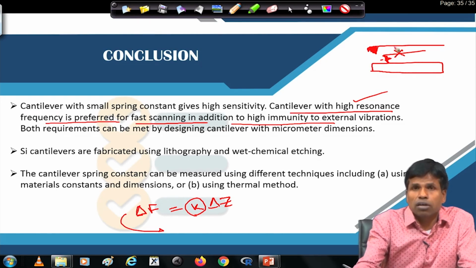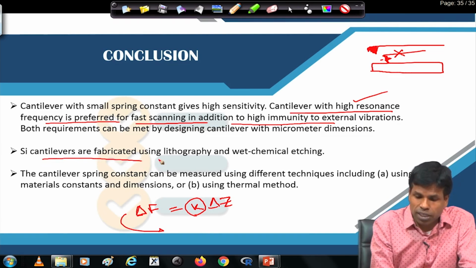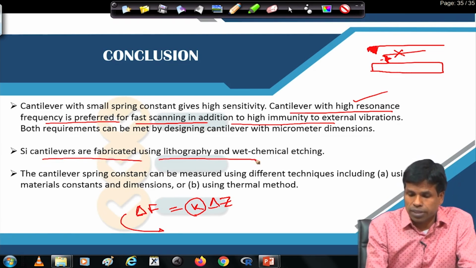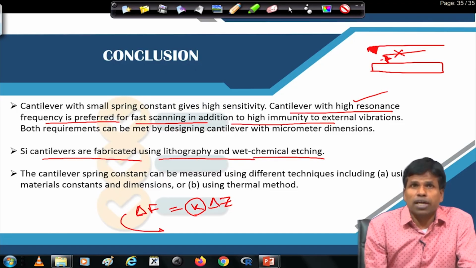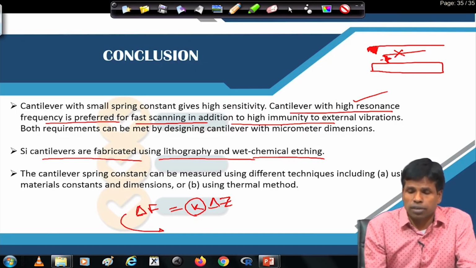Moreover, a higher oscillation amplitude gives a better signal, because in dynamic mode of operation the signal is proportional to the resonant frequency of the cantilever. Silicon cantilevers are fabricated using lithography and wet chemical etching. As we have seen, etching is done with a potassium hydroxide solution, and it is anisotropic etching, where the etching rate is faster in the 100 direction and slower in the 111 direction, and that helps us produce the tip in the silicon substrate.